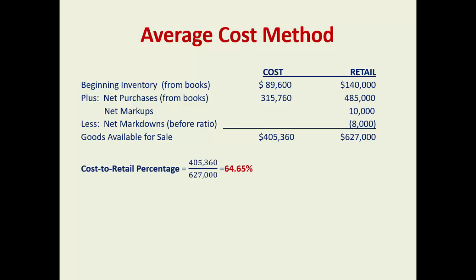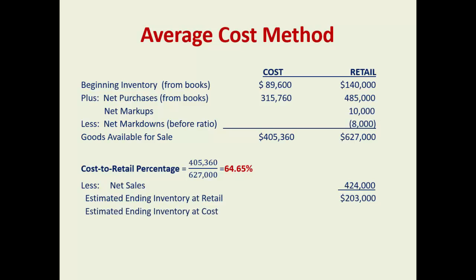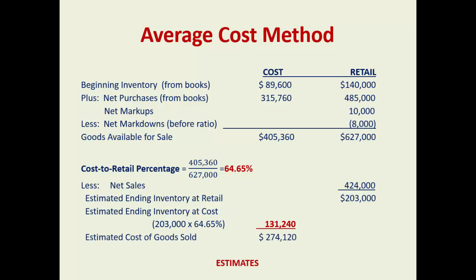Now do your math. Cost to retail, 405,360 divided by 627. See those 2 bottom numbers? Then subtract net sales. Estimated inventory at retail, just do the math. Estimated inventory at cost, this is where I use that ratio. Take the 203 times the percentage, that's my estimated ending inventory. But the key again is, with any estimation technique, these are estimates only.